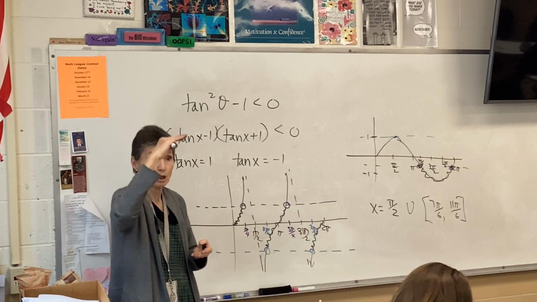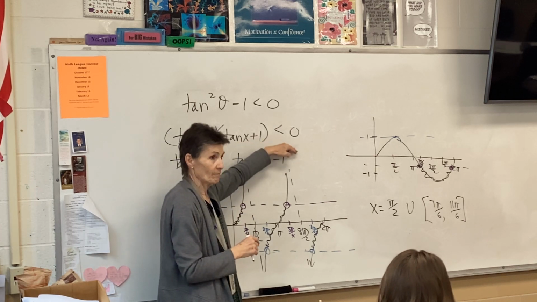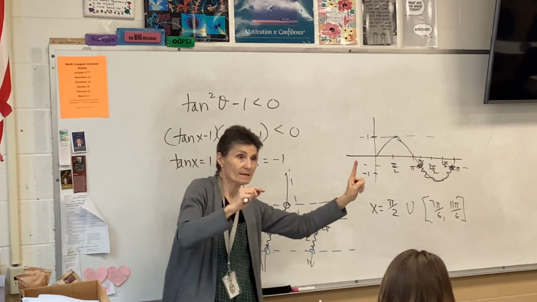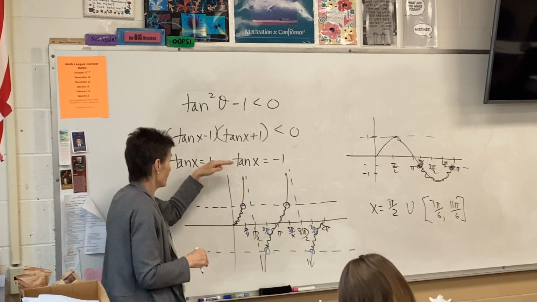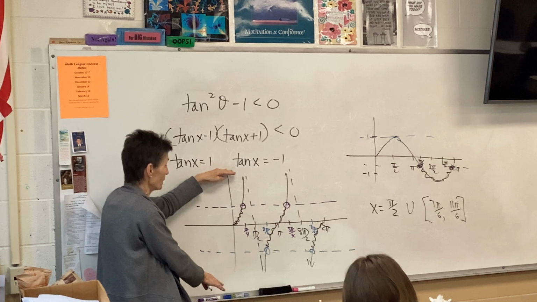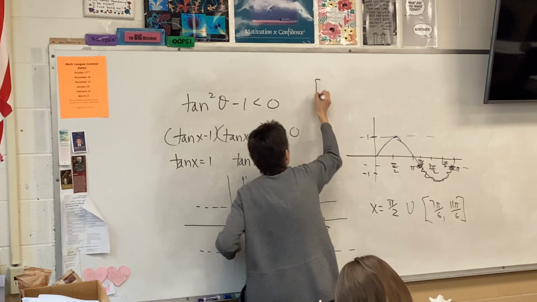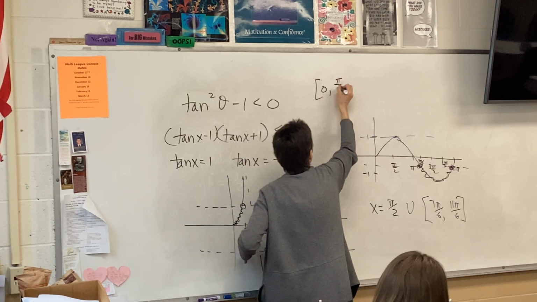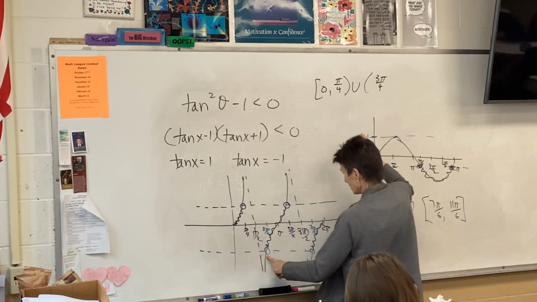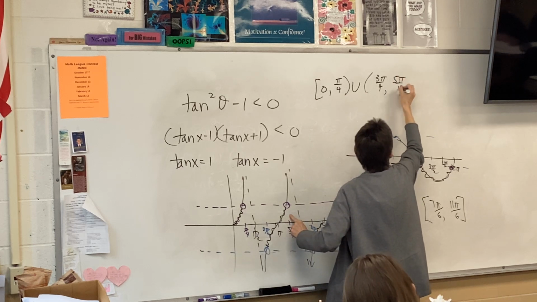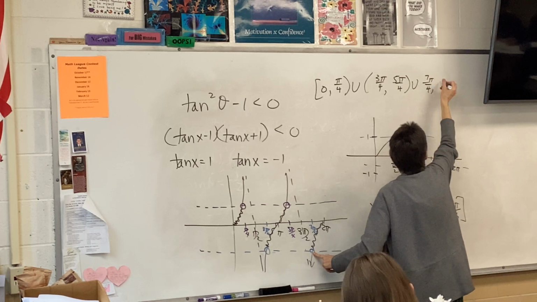I have to be below. Remember, Ella and everybody else, if you are multiplying and you're negative, that means you have 1 positive, 1 negative, one greater than and one less than. So greater than purple, less than blue doesn't work. But less than purple, greater than blue does work. All that. So what's my answer? 0 to pi over 4, or 3 pi over 4 to 5 pi over 4, or 7 pi over 4 to 2 pi.